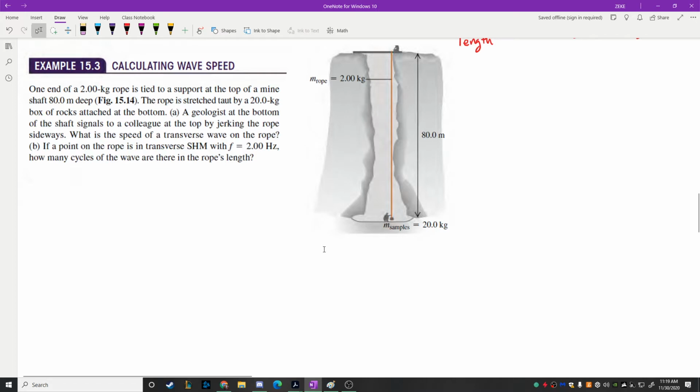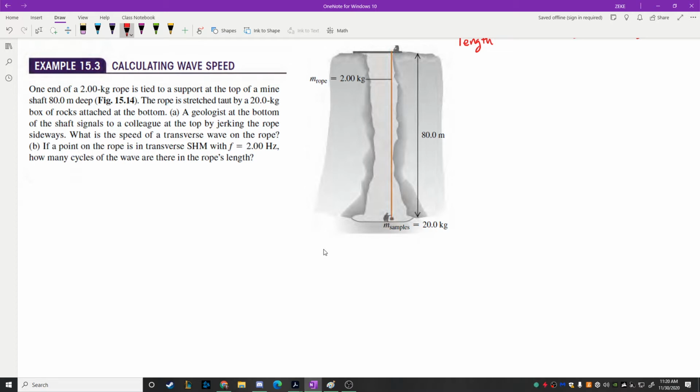All right. So you've got a picture right here of what's going on. One end of a 2 kilogram rope is tied to a support at the top of a mine shaft that's 80 meters deep. The rope is stretched taut by a 20 kilogram box of rocks attached to the bottom. So there's some rocks attached down here. They're 20 kilograms. The mass of the rope is 2 kilograms.